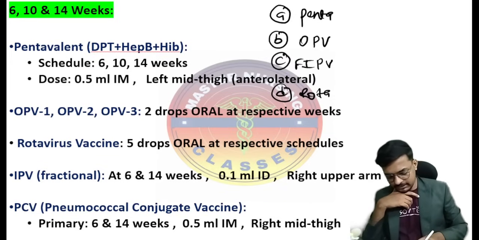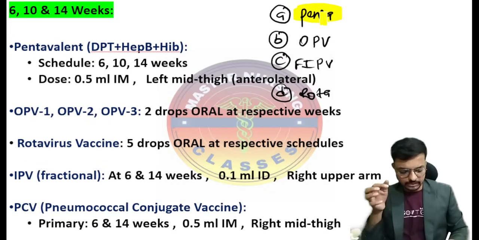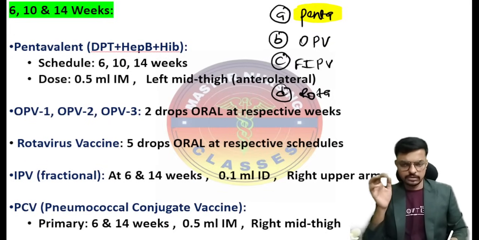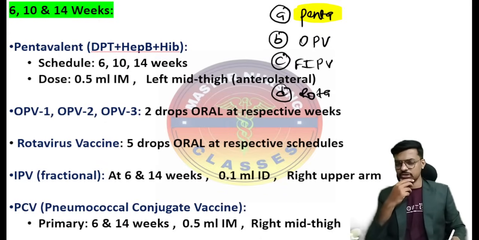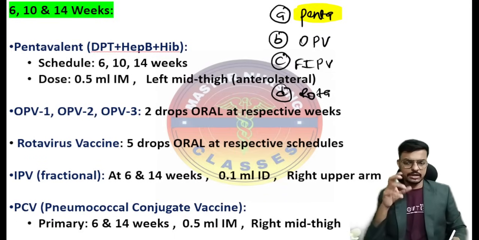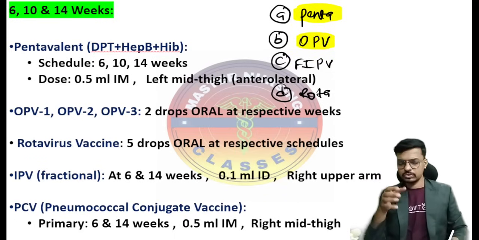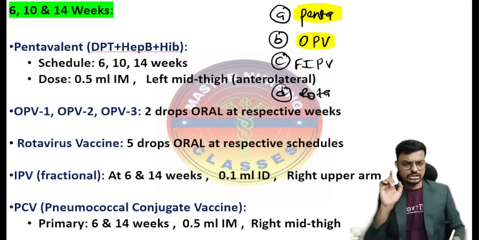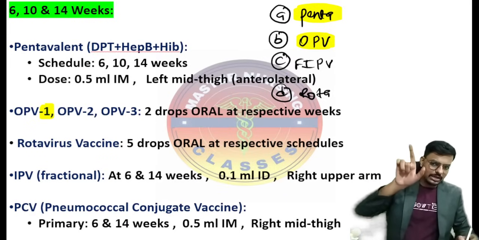The pentavalent vaccine we are giving on the schedule of the first dose at 6 weeks, the second dose at 10 weeks, and the third dose at 14 weeks, right? So with a 4-week gap, which means a 1 month gap. So penta we are giving at 6, 10, 14. Then for OPV, the 0 dose will be given at birth, and the OPV first dose will be given at the 6th week of life.